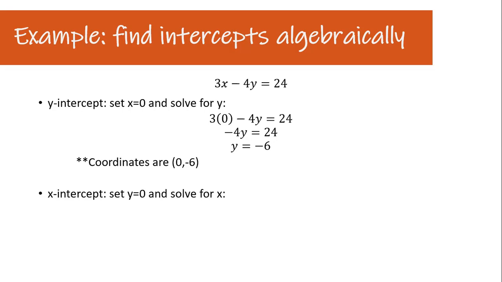Now, for the x-intercept, we do the backwards. For the x-intercept, you're solving for x. So you'll leave x alone, but you're going to make y equal to 0. In this example, we'll have 3 times x minus 4 times 0 equals 24. That 4 times 0 goes away, so we're left with 3x equals 24, which gives us x equals 8 if we divide both sides by 3. If we want to write this in coordinates, remember that y by definition equals 0, and x we've just solved equals 8. So the coordinates will be (8, 0).